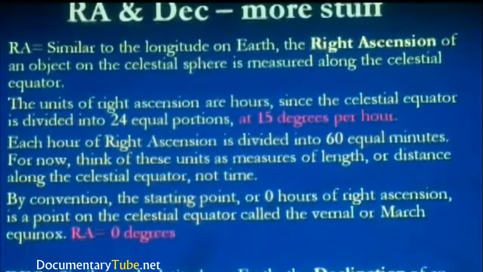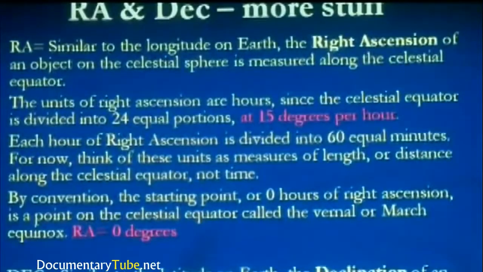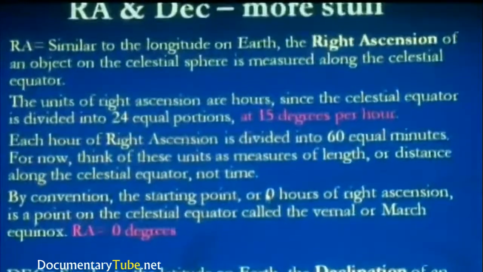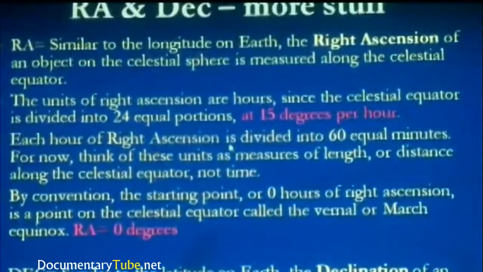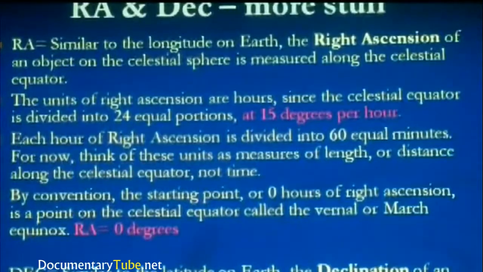But unlike longitude, we're going to talk about those in terms of hours and minutes. So a complete arc, 360 degrees, is going to be divided up into 24 hours. The units of right ascension are hours, since the celestial equator is divided into 24 equal portions at 15 degrees per hour. So that means if you were to take out your protractor and measure an hour out, that would translate into 15 degrees of angle.